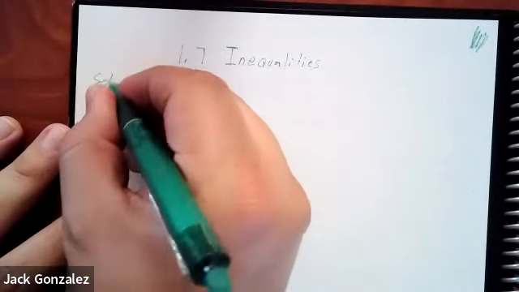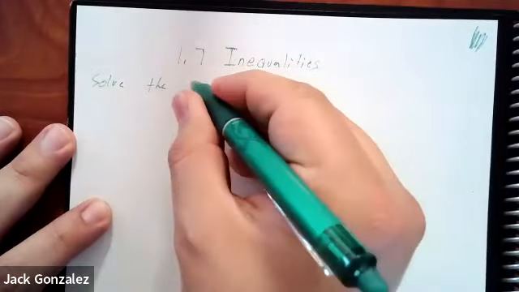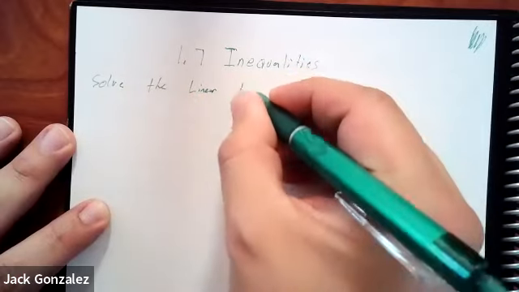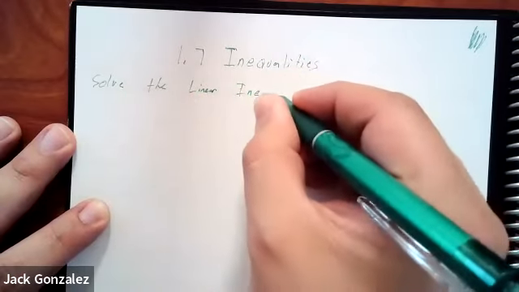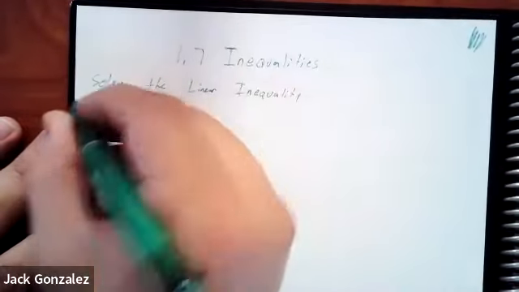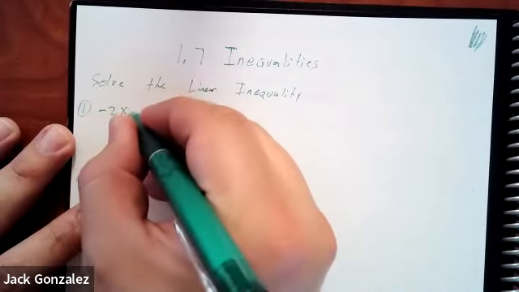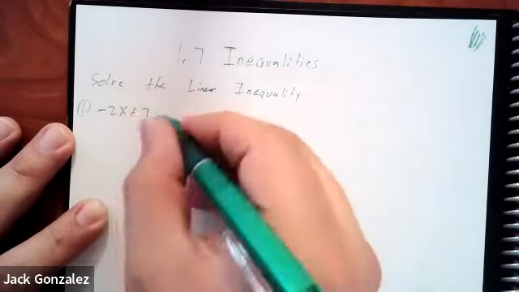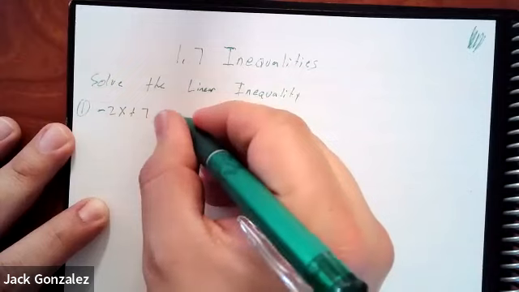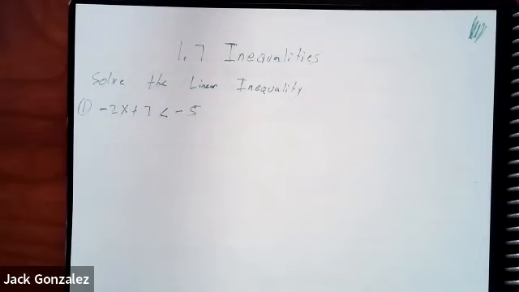So solve the inequality. Linear, we're going to do linear first. Negative 2x plus 7 greater than negative 5 or less than negative 5. So pretend it's an equals. It's not, but pretend. What would you do first to solve for x?